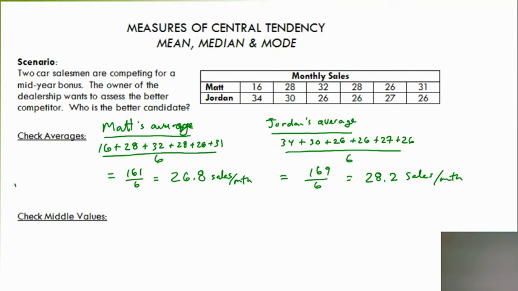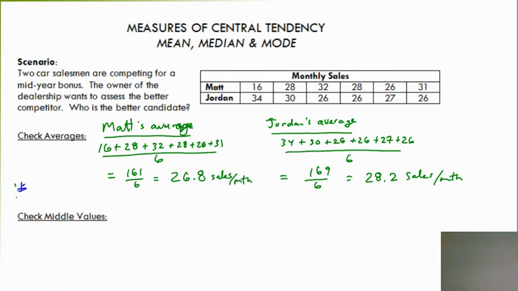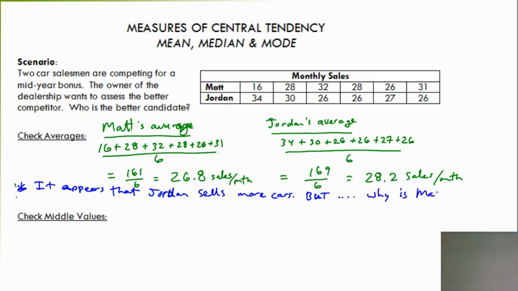So what can we say then? It appears that Jordan sells more cars, but why is Matt's first value so low? Sometimes you come up with questions.